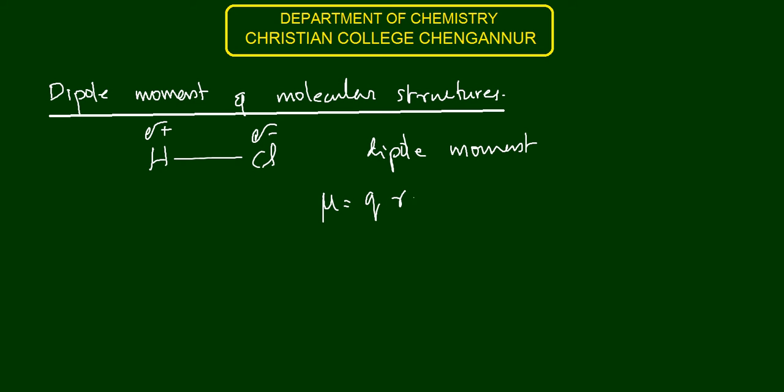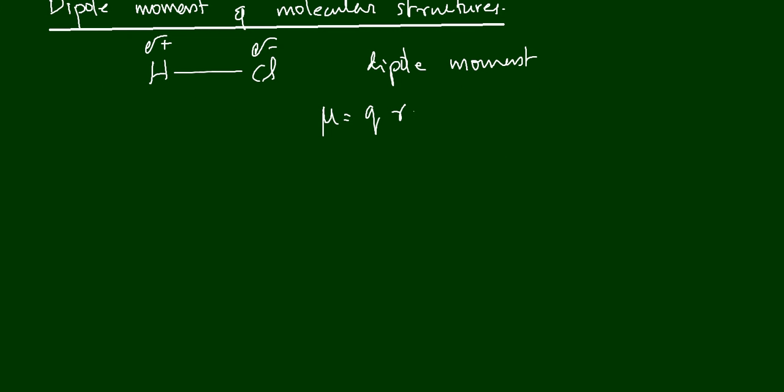Okay, and this information on the dipole moment of the molecules can be used for ruling out certain structures and agreeing with certain other structures. Okay, this means dipole moment can be used as the determining factor for the molecular structure.